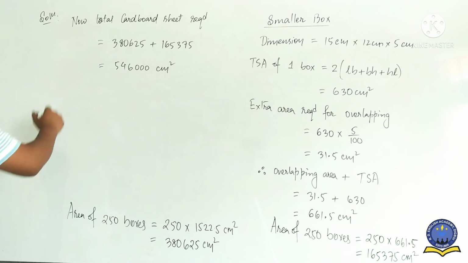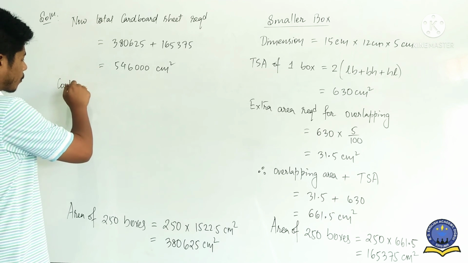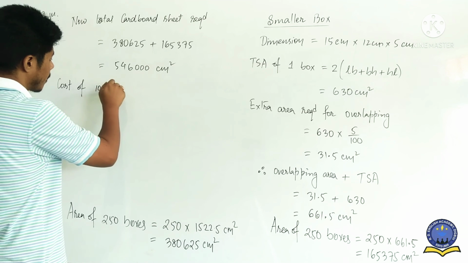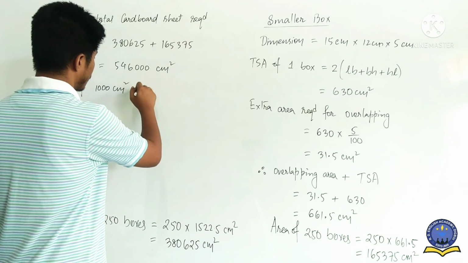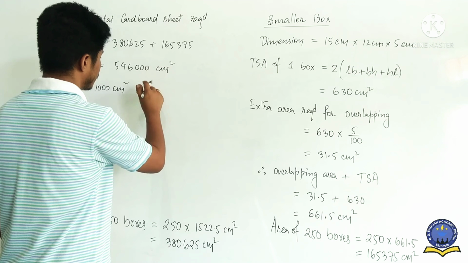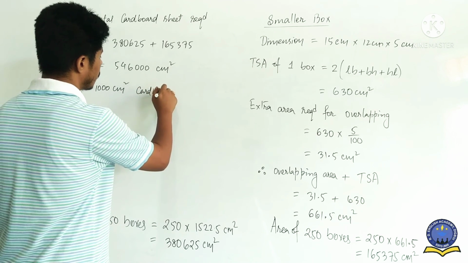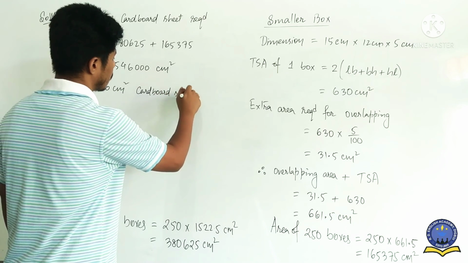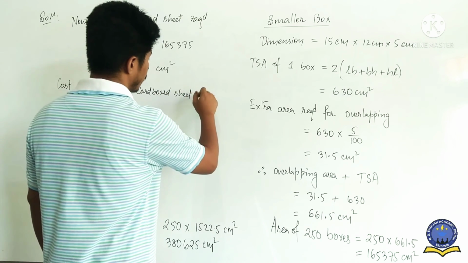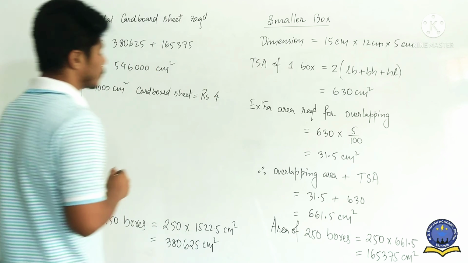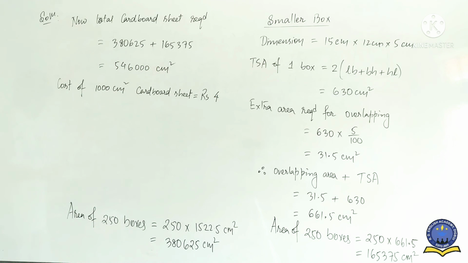So here you have to write the cost of 1000 centimeter square cardboard sheet equals how much is given? Rupees 4. This is given. Cost of 1000, is it not? This is the question given here: the cost of the cardboard is rupees 4 for 1000 centimeter square. So the cost of 1000 centimeter square cardboard sheet equals rupees 4.